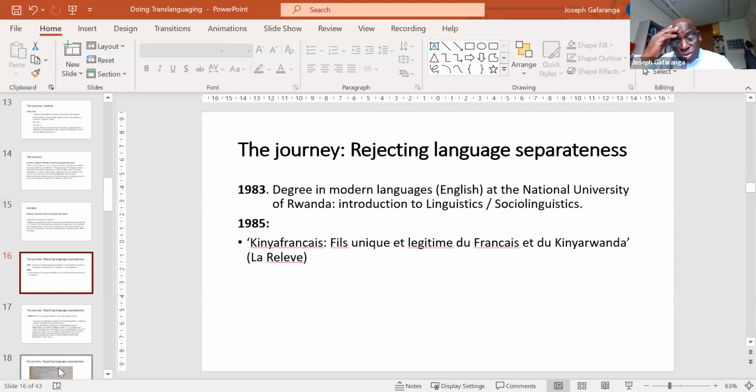I also spoke of Kinyafrancais being this unique child, that is, if you have one child, you cherish them and you don't bash them like they were doing Kinyafrancais. And by the way, the term Kinyafrancais seems to be replicated in other contexts where you have frequent language alternation, into Spanglish, Chinglish, and the rest of it. And so that was really the beginning of my journey.